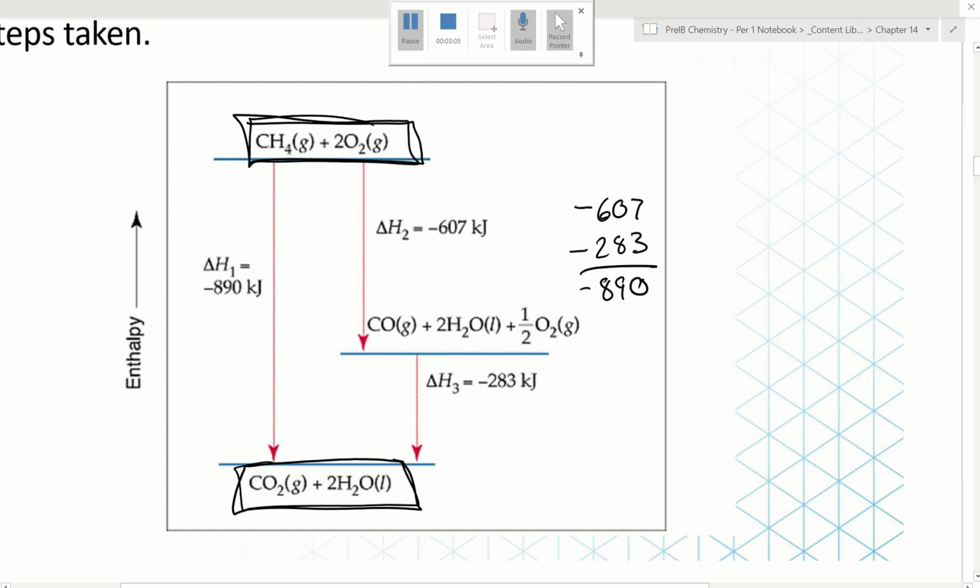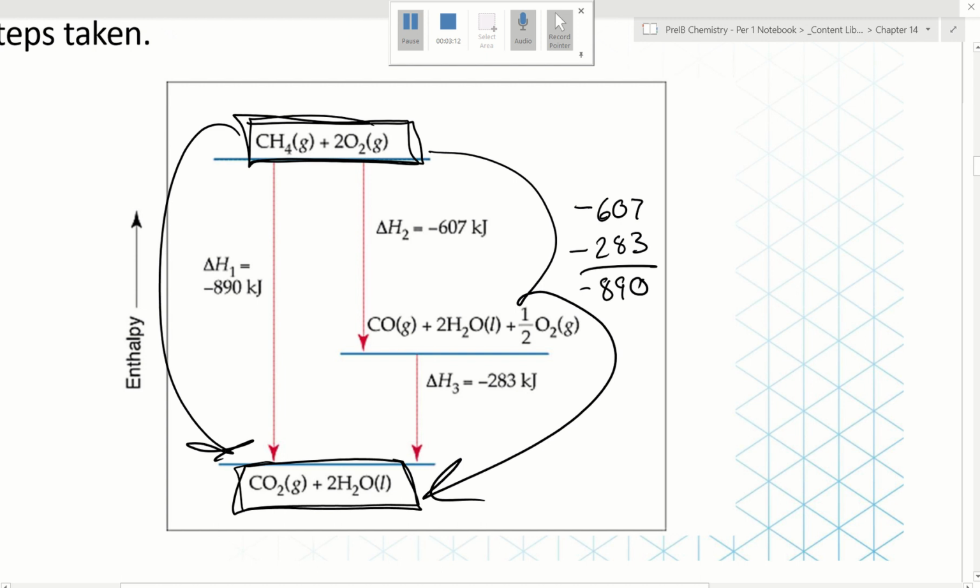So the total amount of energy from going from the top of this to the bottom, or taking a second step, the total amount of energy lost is the same. It is exactly the same regardless of the number of steps taken. That's Hess's Law.